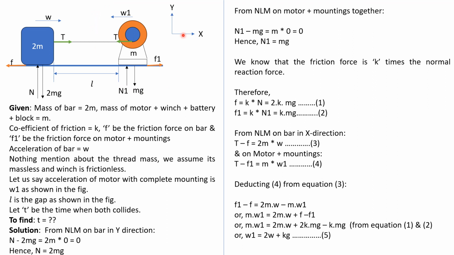Similarly for the motor, battery and block, if we are taking T in this direction as positive, so F1 will be coming as negative because these two forces are in the opposite direction. So T minus F1, and your motor is moving in the direction of T. So T we have taken positive, so W1 we will also take positive, so m into W1. Now if we deduct equation 4 from 3 and equate, we will get W1 is equal to 2W plus kg. So this is equation number 5.